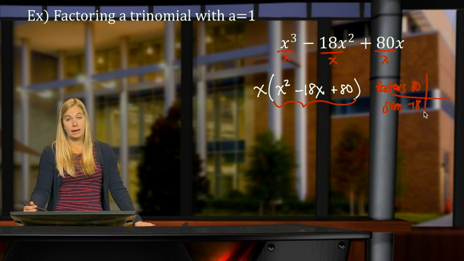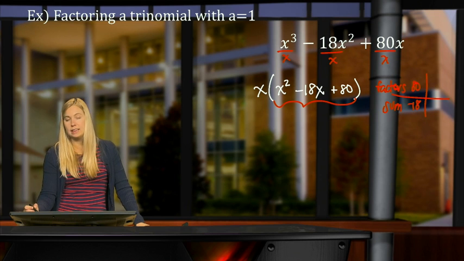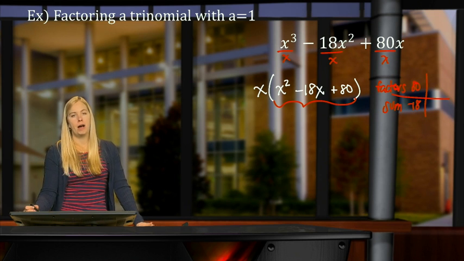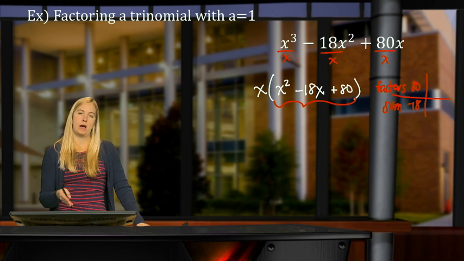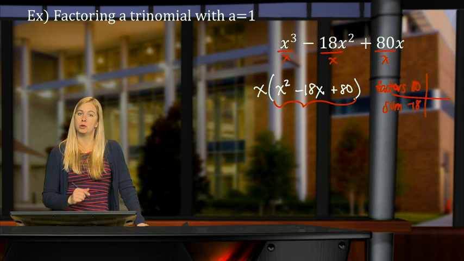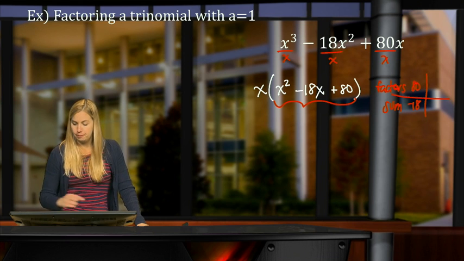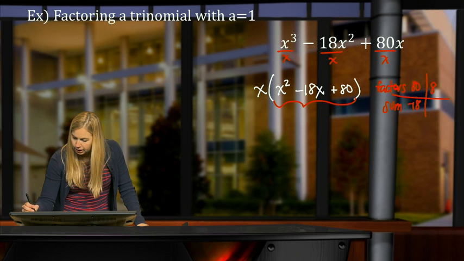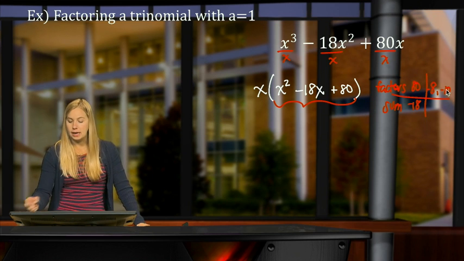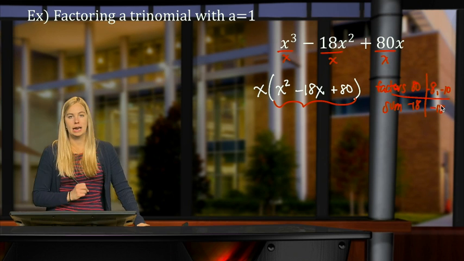Now we want to, again, pay attention to signs. Factors of 80 that sum to negative 18. Since they multiply to give me a positive, that means they're either both positive or both negative. Since the sum is negative, that indicates that both of my signs are going to be negative. So looking at this, I know negative 8 and negative 10 will multiply to give me a positive 80 and will add to give me negative 18.